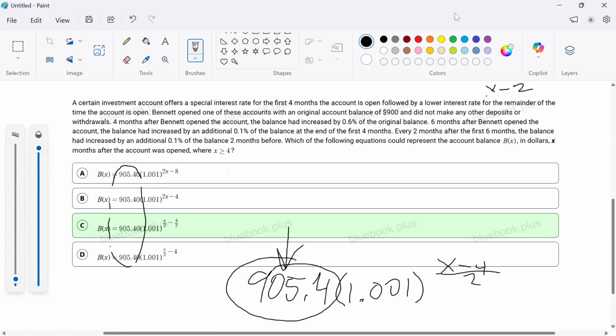So I can rewrite this. I'm just going to do the exponent. I can put this as X over 2 minus 4 over 2, or X minus 4 over 2, and that is option C.